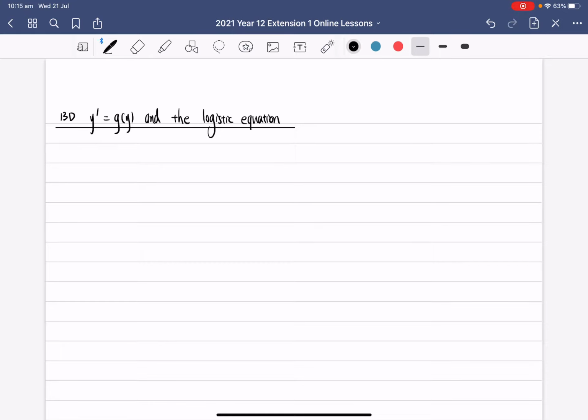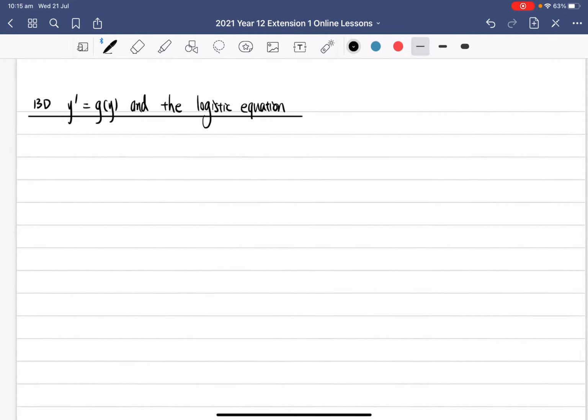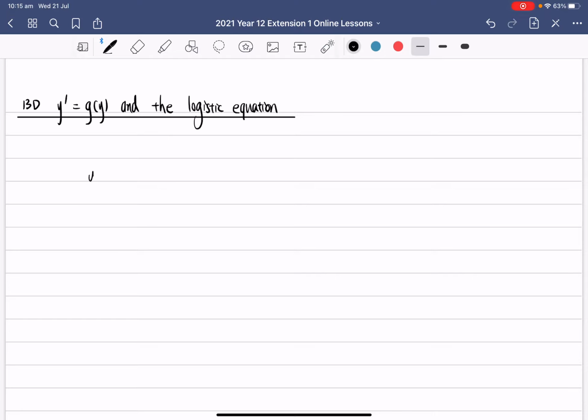In the textbook, it says there are two different ways to solve this equation, y dash equals g of y. The first method they were saying is, regard it as a separable differential equation. So what you're doing here is changing this one into, well, I'll just say first method.